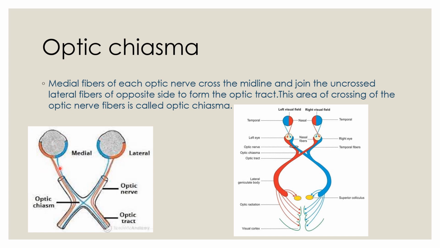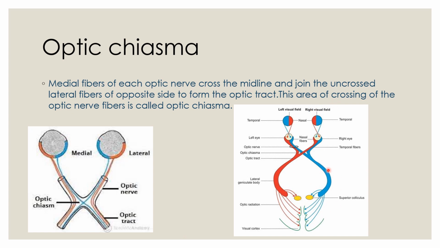The medial fiber, if we see here, we can look that this medial fiber comes here, crosses, and moves on to the opposite side. So we can understand here it moves to the opposite side. Similarly, here it forms the optic chiasma and moves to the opposite side. So this is the basic image of the optic chiasma. This area of crossing is known as optic chiasma.